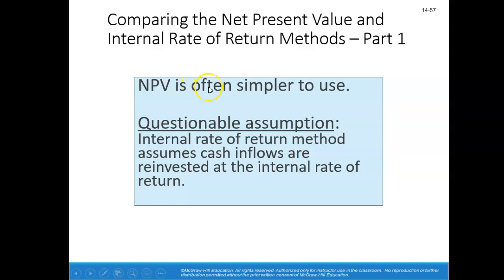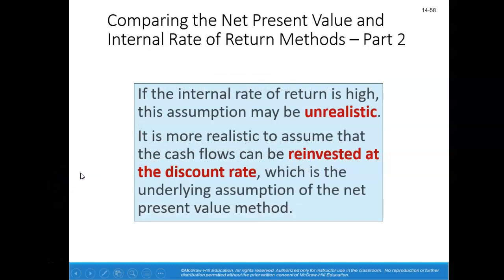Okay? So we can compare the net present value approach against the internal rate of return. The NPV is simpler to use. With the internal rate of return, it's going to assume that all cash flows are going to be reinvested at the internal rate of return. So for the previous problem, we're going to assume that all cash flows each year will be reinvested at a 14% rate of return.